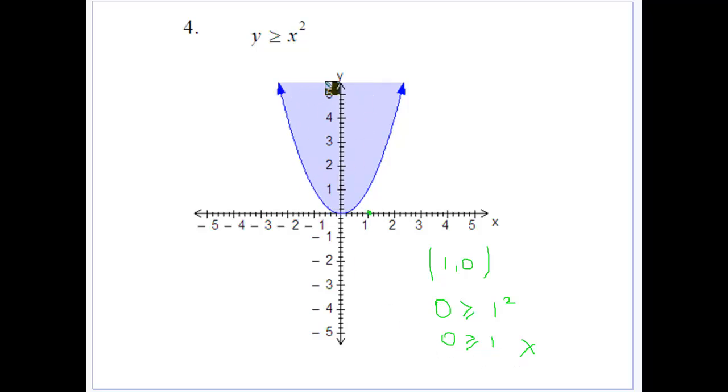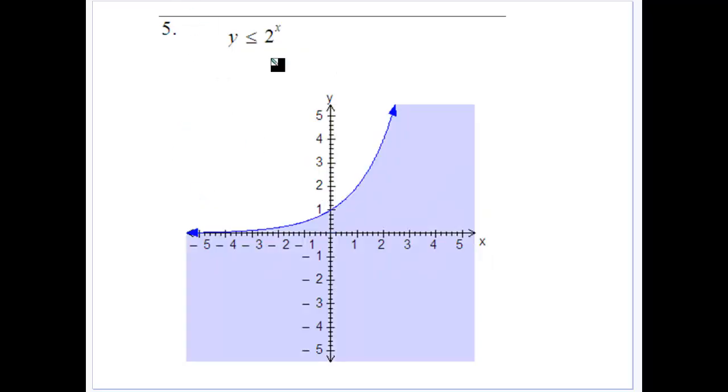Again, it's either shaded inside or shaded outside the parabola. Y is less than or equal to 2 to the power of x. Again, we graph 2 to the power of x. Test 0, 0. We get 0 less than or equal to 2 to the power of 0. 0 will be less than or equal to 1. That means this part's shaded here.